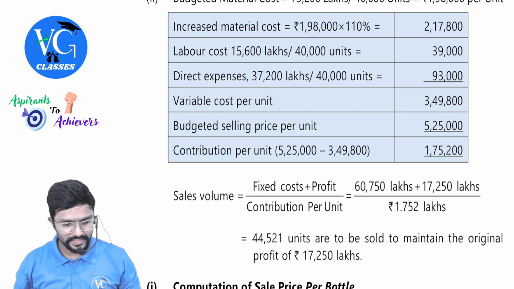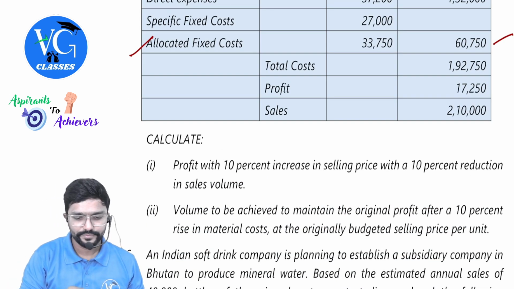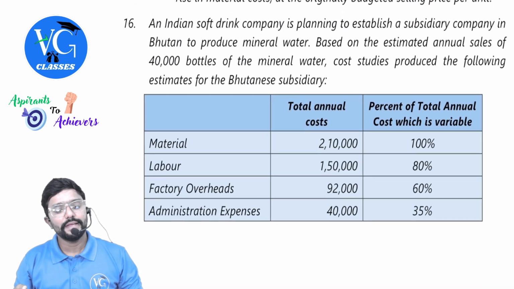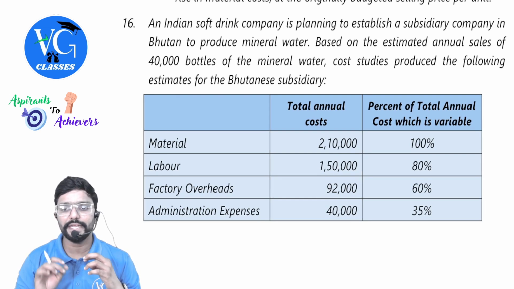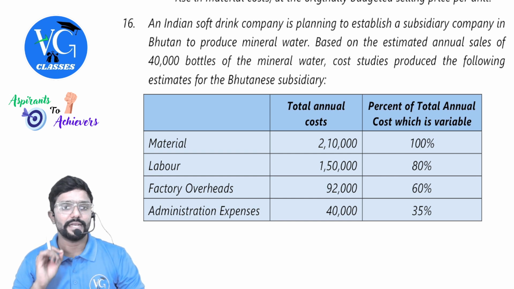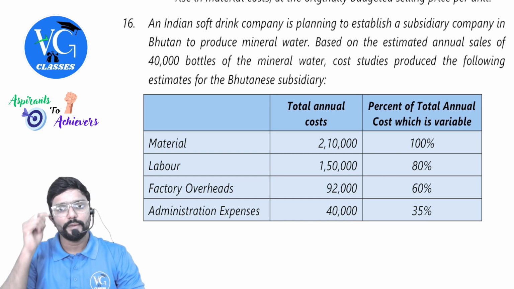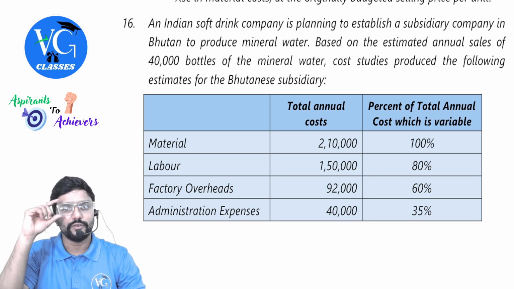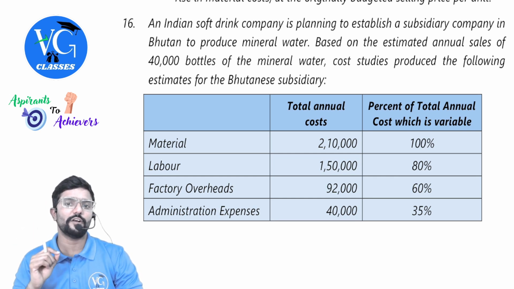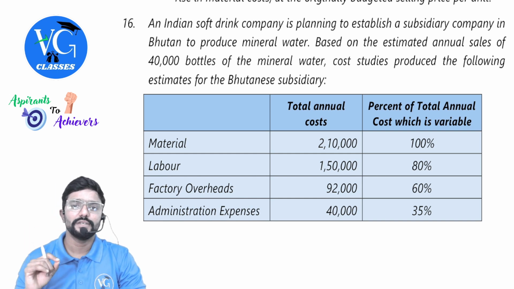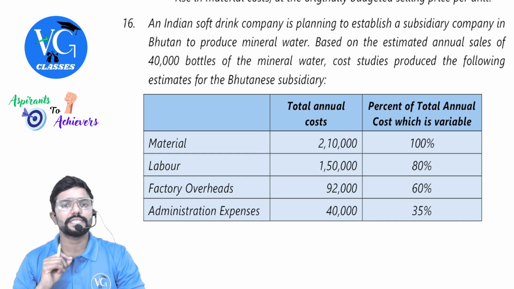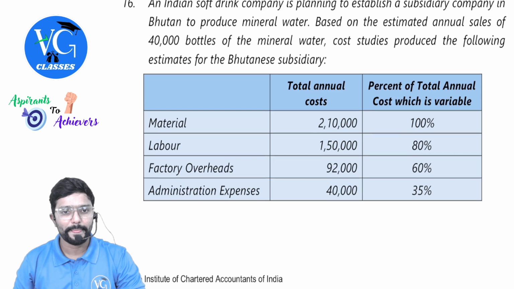Question number 16. An Indian soft drink company is planning to establish a subsidiary company in Bhutan to produce mineral water based on the estimated annual sales of 40,000 bottles of mineral water. Okay, estimated sales is like 40,000 bottles. Cost studies produce the following estimates for the Bhutanese subsidiary.